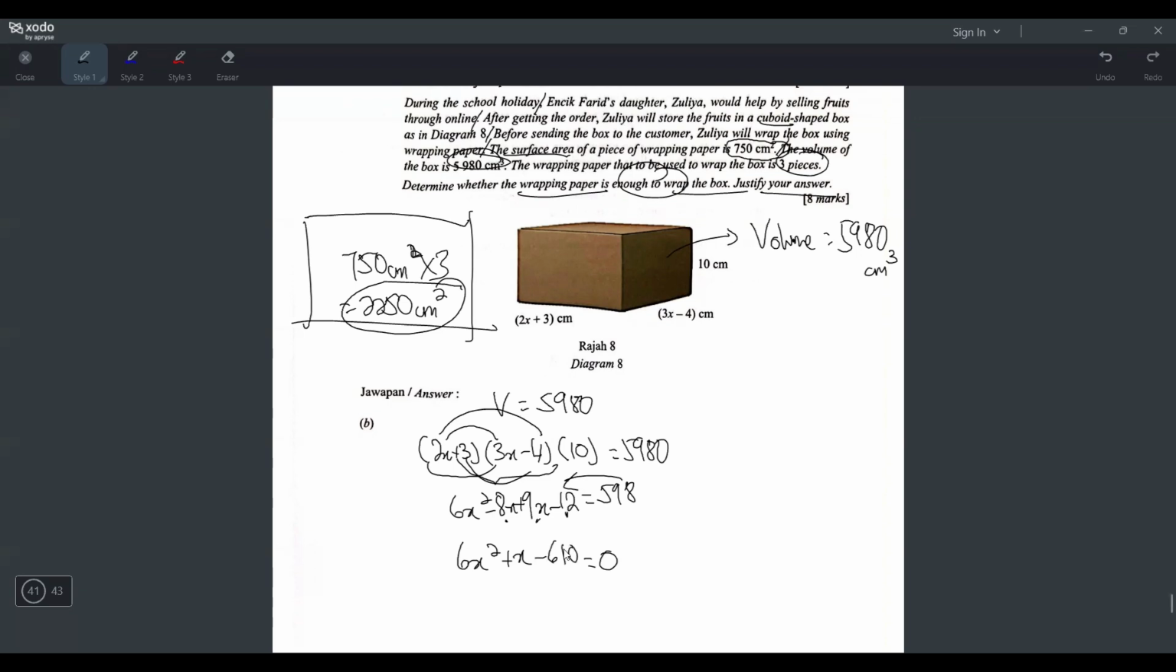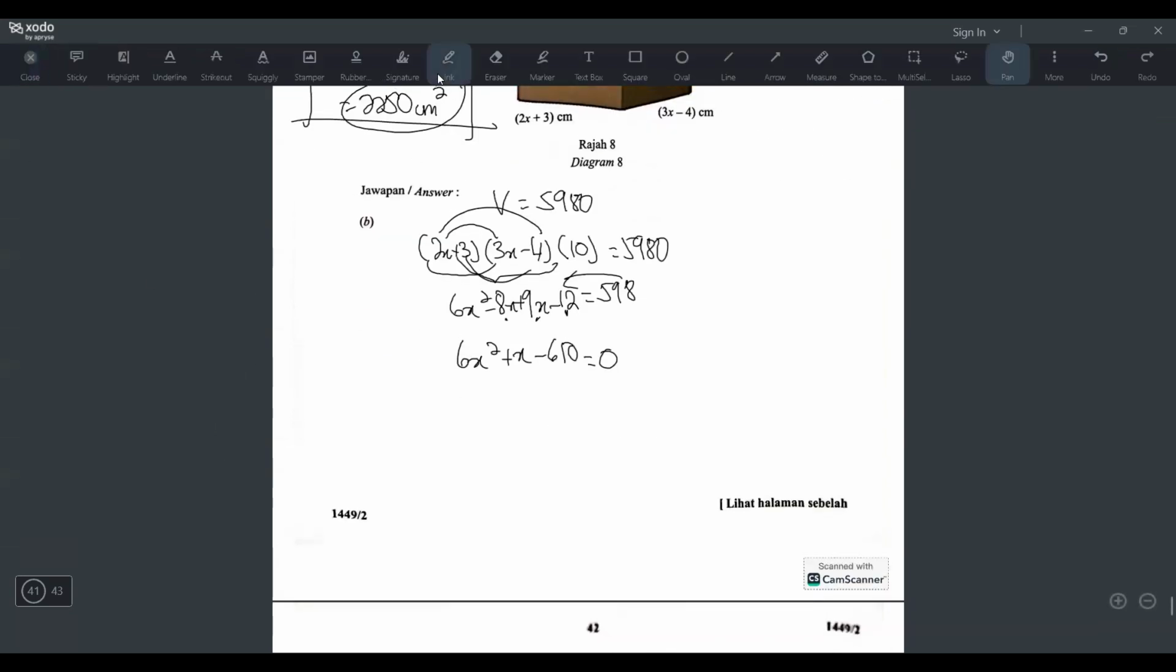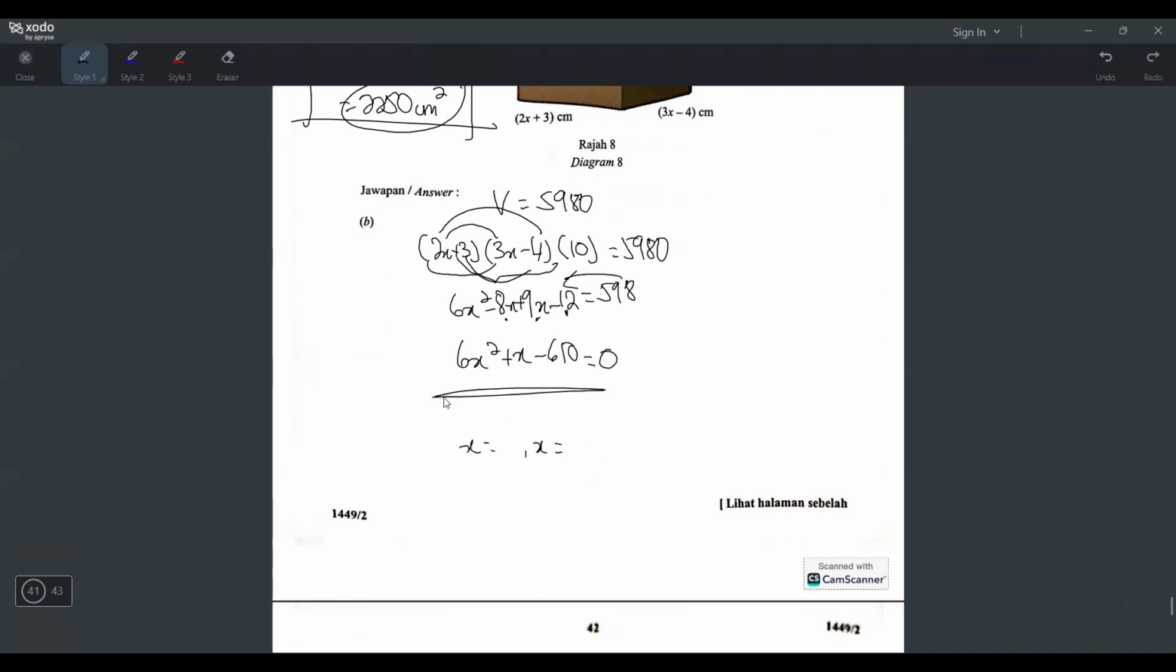Okay, until here you can use your calculator. Enter the values of ABC and then get the 2 x answers. But you have to leave one line empty here, right? Because later you have to write the bracket. Okay, let me press my calculator. So the A is 6, the B is positive 1, C is negative 610. Okay, I hope you all know how to press. Okay, my calculator gives me 10 and negative 61 over 6.